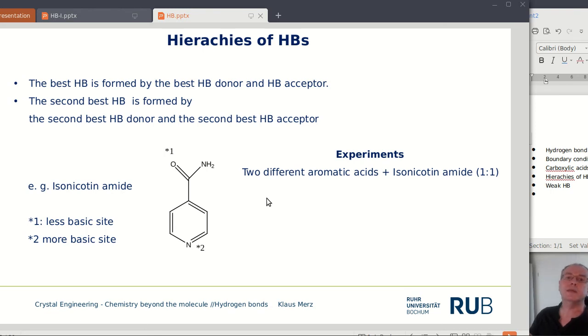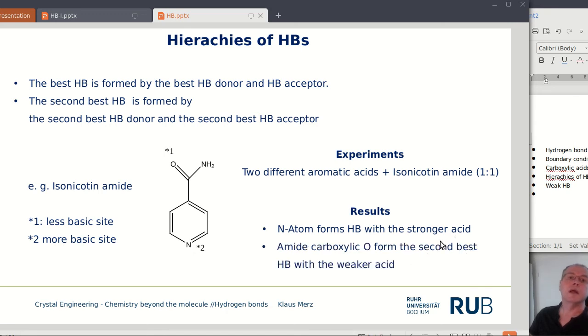Well, what you see is that the result is the nitrogen atom forms a hydrogen bond with the stronger acid, and the amide carbonyl O forms the second best hydrogen bond with a weaker acid. Sorry, my mistake, with a more basic. I think I didn't say it, but you see it written here.